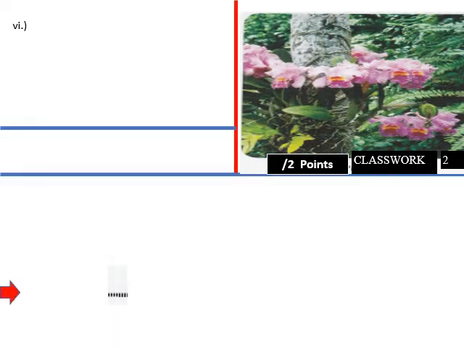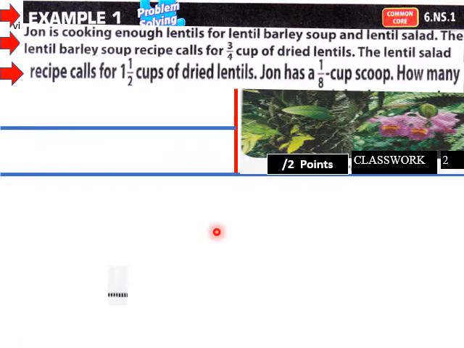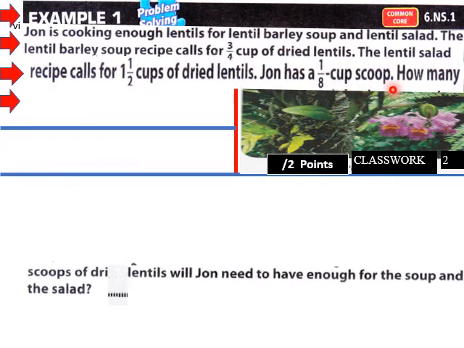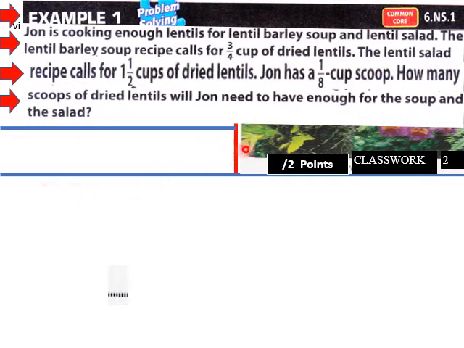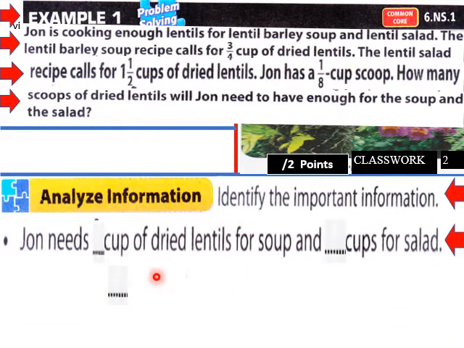So remember PEMDAS? John is cooking enough lentils for barley soup and lentil salad. The lentil barley soup recipe calls for 3/4 cup of dried lentils. The lentil salad recipe calls for 1 1/2 cups of dried lentils. John has a 1/8 cup scoop. How many scoops of dried lentils will John need for the soup and the salad? So scoops, we're talking about scoops now.